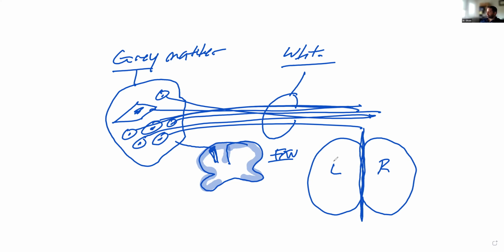So sensory information and motor information. A lot of these tracts are going from your, so motor might start from your left side of your brain, and it would be controlling the right side of your body, just as well as your sensory information coming to the right side of the body is coming to the left side of the brain.